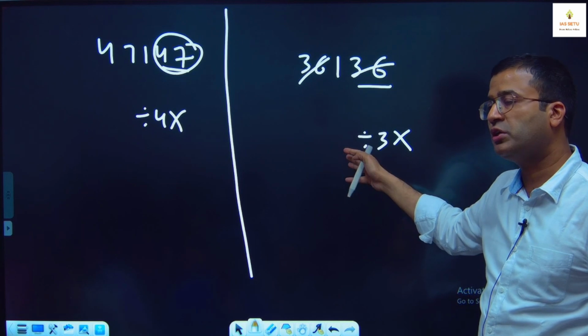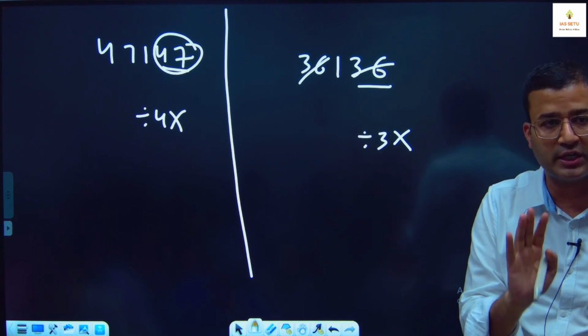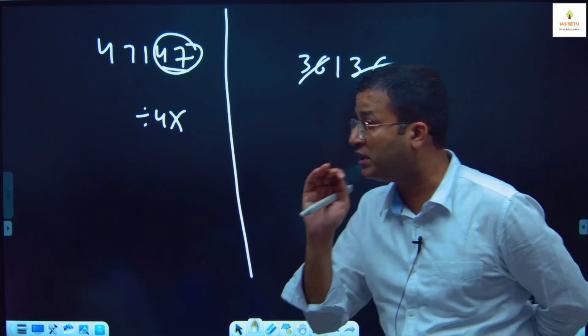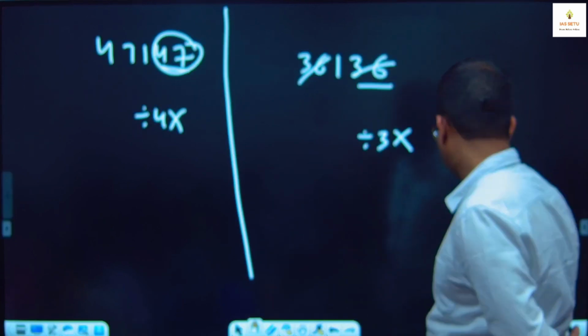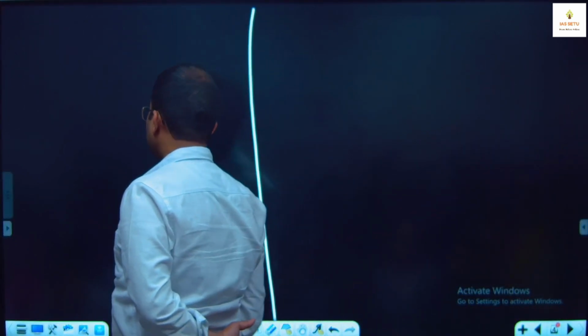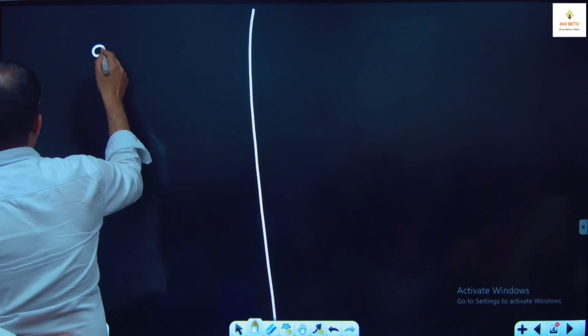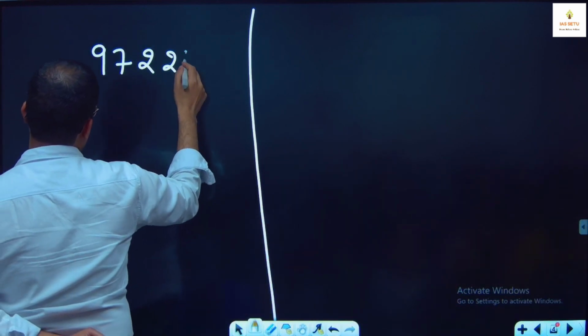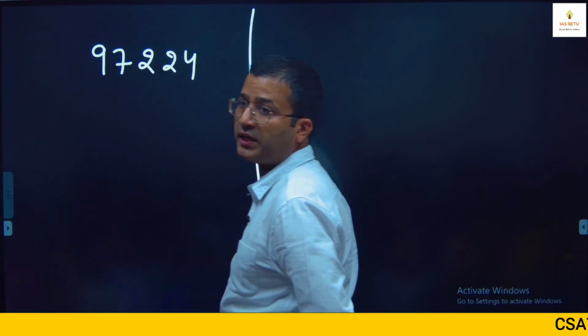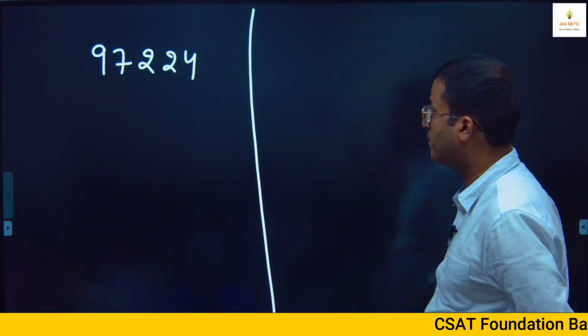So this shortcut has a limitation. It will not confirm the remainder, but it is really a wonderful method to confirm divisibility. Let us try. You try divisibility of 12. You have to check. 97,224. Check if it is divisible by 12. Yes or no?